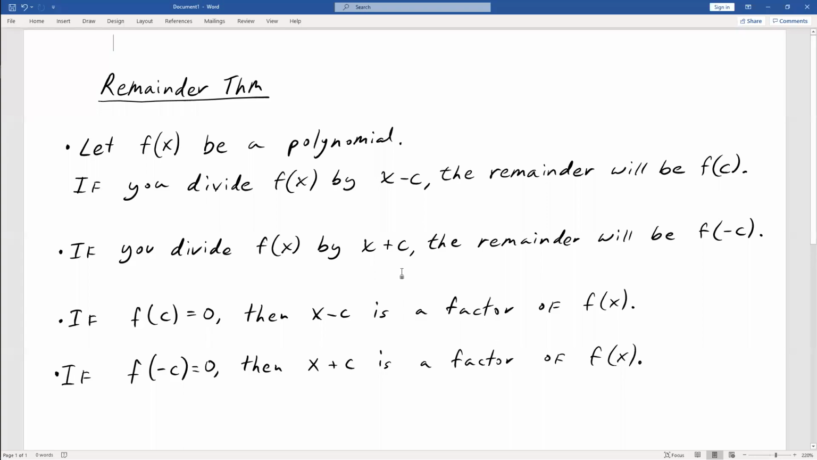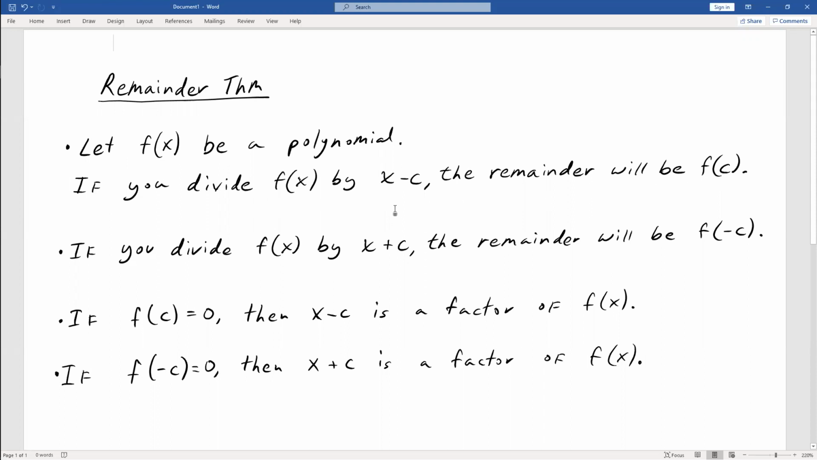Okay, so this is the introduction to the remainder theorem. All right, we're just going to worry about the first two items for now. If you let f of x be a polynomial, if you divide f of x by x minus c, the remainder will be f of c.